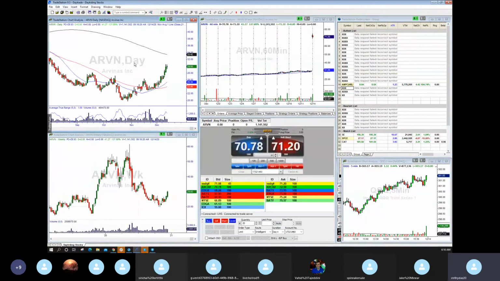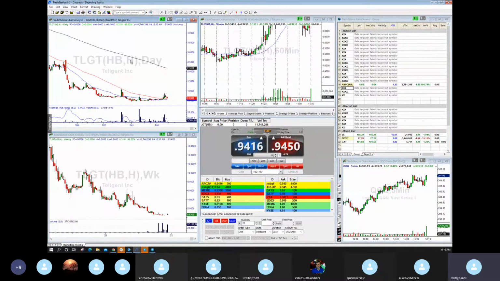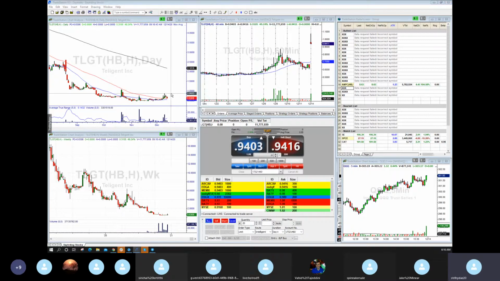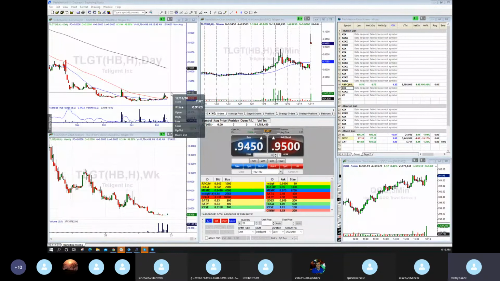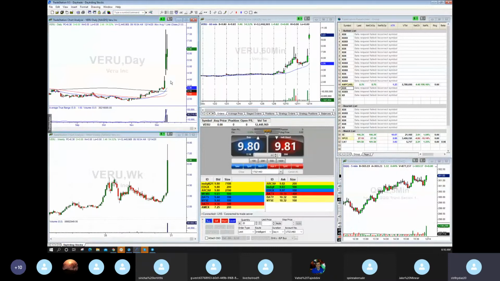ARVN is gapping up to 71.20. The gap is too big, not even interested in this one. TLGT is gapping up. No, not interested, because it's really not doing much. It's 94 cents. You've got first resistance right at 90 cents, and then your second resistance at $1. I'll keep an eye on it, but I'm not really interested in this one. Viru is interesting because it's had some price action here and is now gapping over these two days.